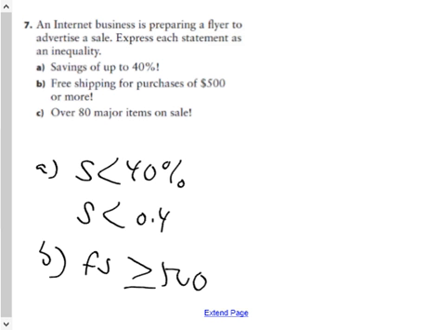And C, over 80 major items on sale. So we'll put items, I. Are there 80 items for sale or more than 80 items? There are more than. So it has to be greater than 80. All items that are greater than 80, because there's over 80 of them, are on sale.